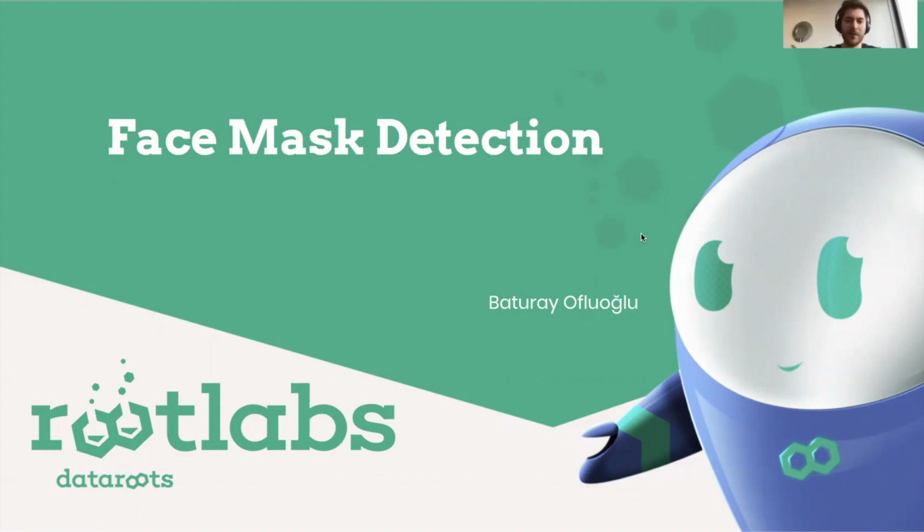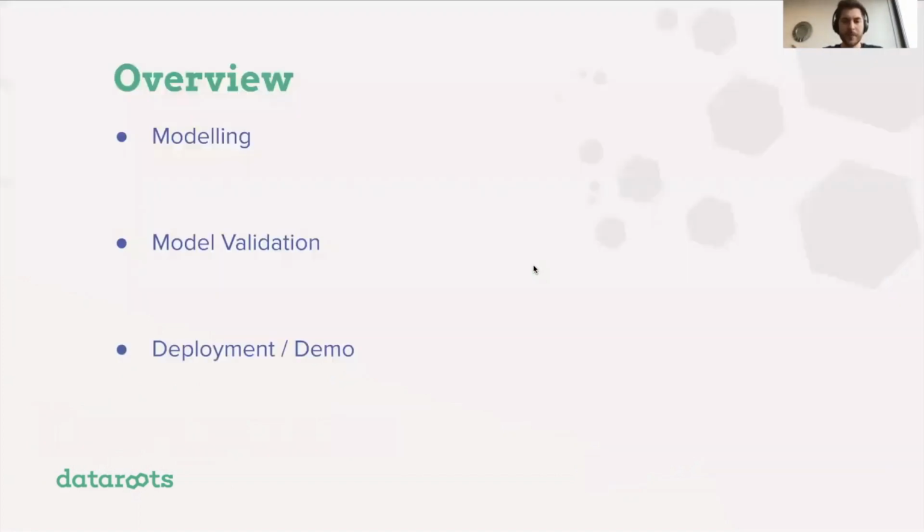In this session, I'll talk about how we built the model and which techniques we used for the modeling part. Secondly, I'll talk about how we validated the performance of the model. In the third section of this presentation, I'll talk about how to call the deployed version of this model. This model is freely accessible for you, and it's already deployed.